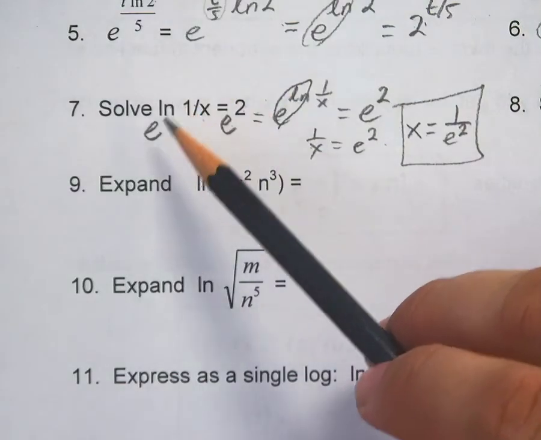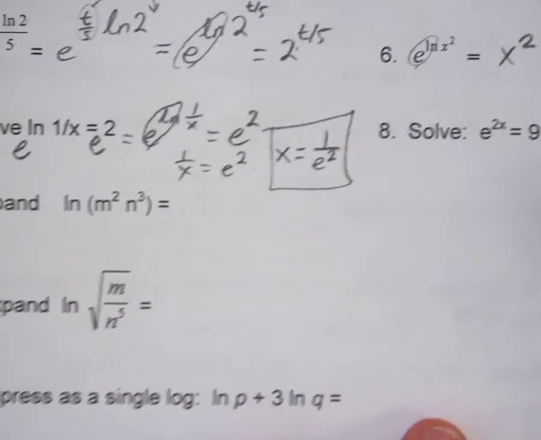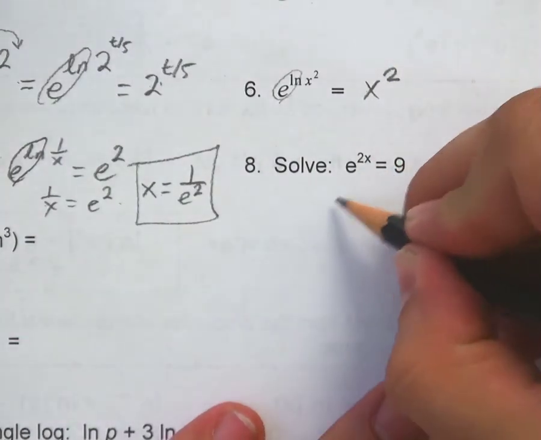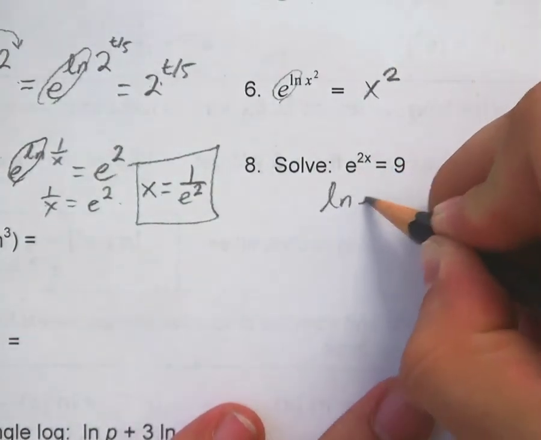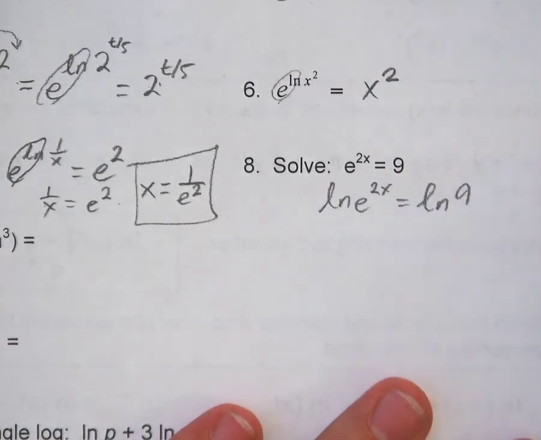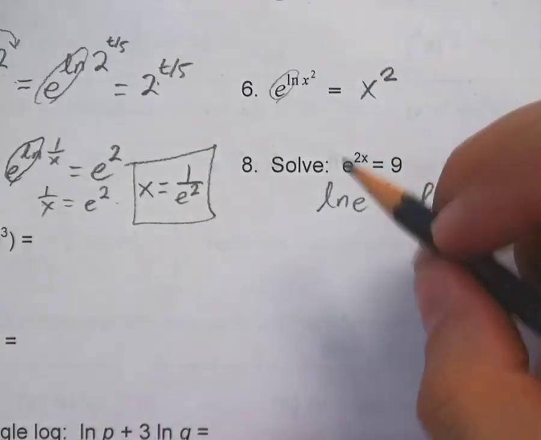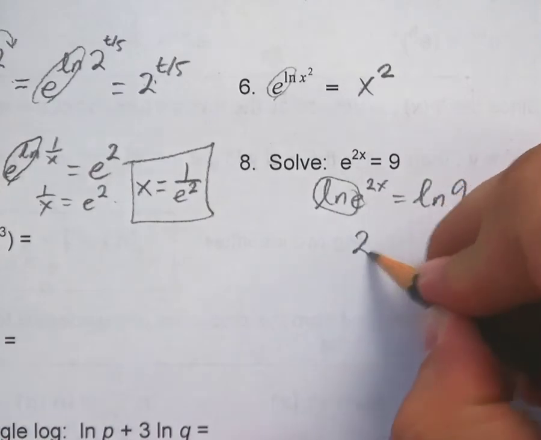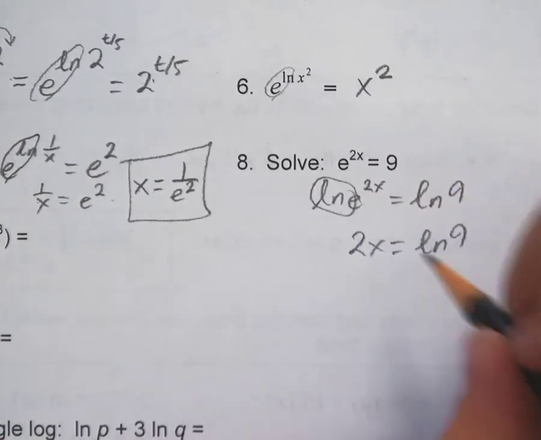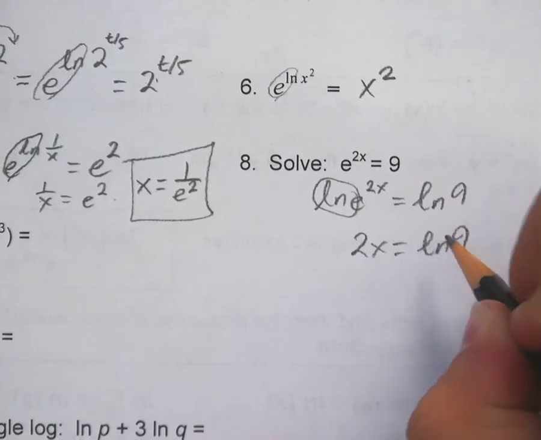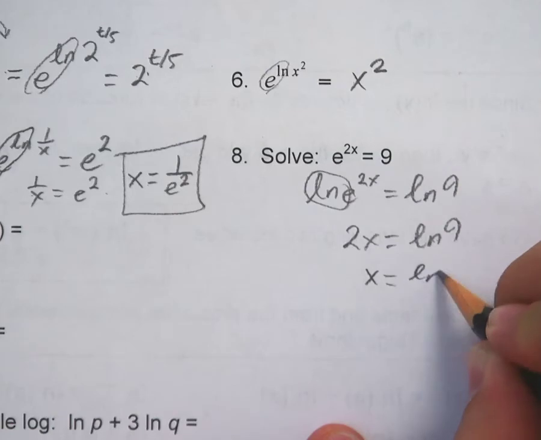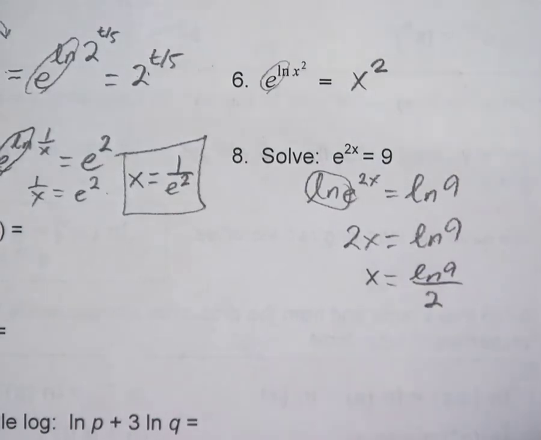So it's really not that complicated of a deal. Just e both sides, and that gets rid of your natural log. If you start with an e, then take the natural log of both sides. Natural log of e to the 2x equals the natural log of 9. These guys will cancel. 2x equals the natural log of 9. The thing you have to be careful of here is not getting rid of this natural log. Natural log of 9 over 2.